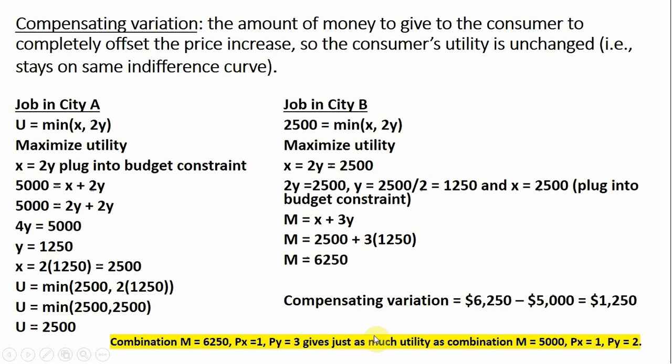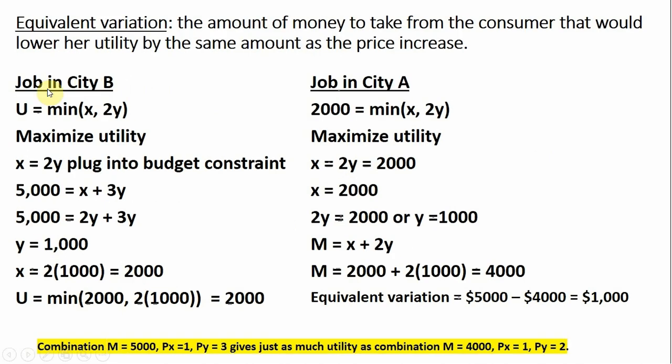All right, the last thing we're going to do is the equivalent variation. This is going to be the amount of money to take from the consumer that would lower her utility by the same amount as the price increase. So the job in city B, we're going to maximize utility in city B. So once again, setting X equal to 2Y, plugging into the budget constraint.